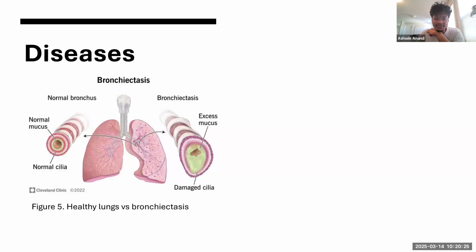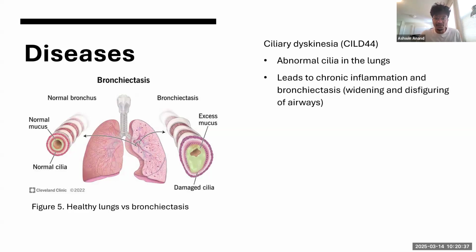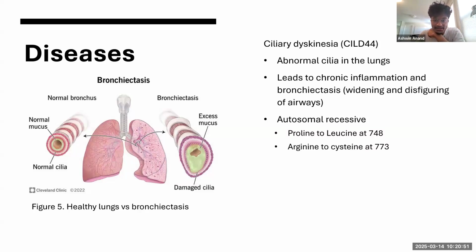For disease, there's really only one researched disease, and it's ciliary dyskinesia, which is a disorder of the lungs. Basically, this means the cilia don't work properly, and this leads to chronic inflammation and bronchiectasis, which, as you can see in the picture here, is the airways getting widened and disfigured. This is an autosomal recessive disorder with two mutations, proline to leucine and arginine to cysteine.